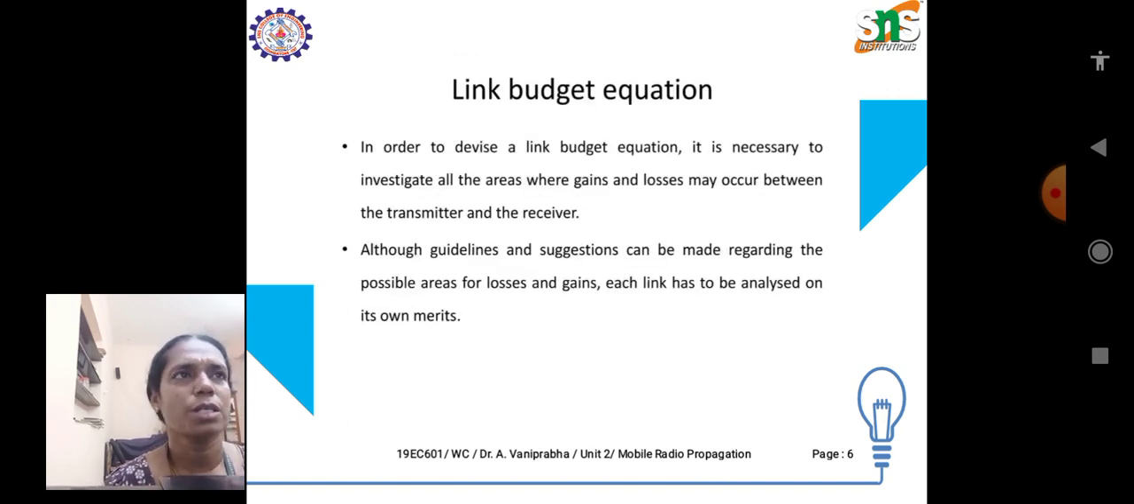Link budget equation. This is an equation that has been devised to investigate all the areas where gains and losses may occur between the transmitter and the receiver. Although many guidelines and suggestions are considered regarding the possible areas for losses and gains, each link has to be analyzed on its own metrics based on the ambient or the environment where the transmitter and receiver have been placed, and that also plays an important factor in deciding the link budget or link value.